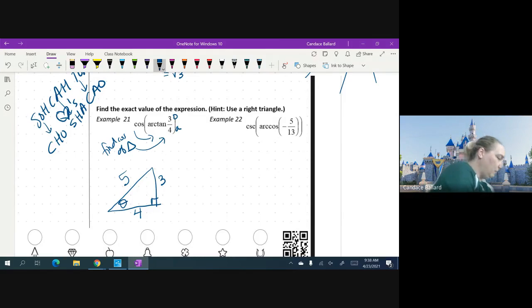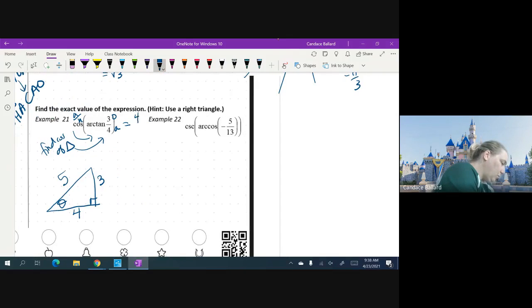Okay. I know cosine is the adjacent over the hypotenuse. So my adjacent is 4, my hypotenuse is 5. Your work is basically going to be to draw the triangle, so you can see the relationships on the triangle. All right. Looking at the next one here, it gives me a little bit of a directional thing, so I'm going to have to deal with that somehow.